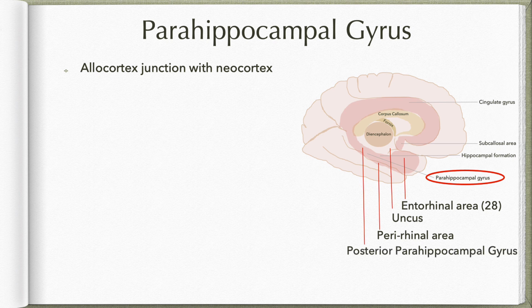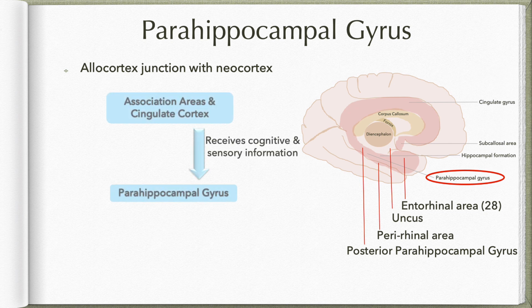So what is this parahippocampal gyrus function? This parahippocampal gyrus will receive cognitive and sensory information from all the association areas as well as from the cingulate cortex. Then what does it do? It will send this information for consolidation to the hippocampus. The hippocampus is the one which is going to convert this into memory.